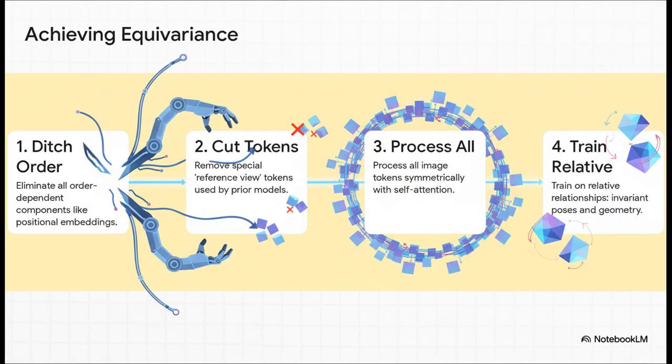So how did they bake this into the architecture? Well, they basically had to go in and remove anything, and I mean anything, that could give the model a clue about the order of the images. First, they ripped out things like positional embeddings, which literally tell the model, you are image number 1, you are image number 2. Gone. Second, they got rid of any special tokens that other models use to say, hey, this one's the reference view. Nope, not here. Third, they use a transformer architecture where attention mechanisms let every image talk to every other image symmetrically. And finally, and this is key, they train the whole thing on relative relationships. The model doesn't learn camera A is at coordinate x, y, z. It learns camera A is this far from and oriented like this relative to camera B.